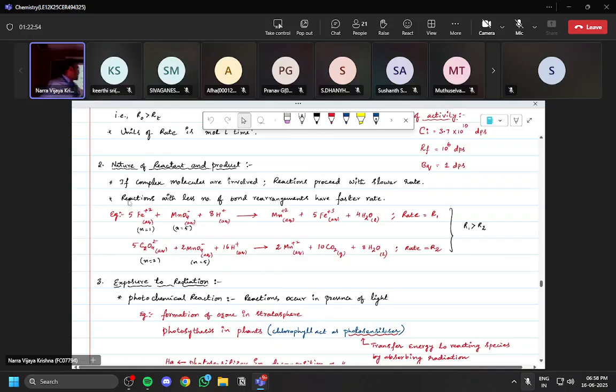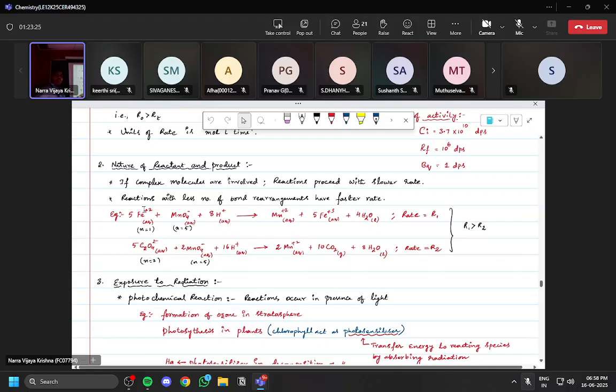If there is a smaller number of bond rearrangements, then the rate is more. If there are more bond rearrangements, then the rate will be low. Any questions in this? For example, we have taken this one. Here only 5 moles of iron. Here C2O4 2 minus. Among MnO4 and acidic medium, these two are the same. Here I am using KMnO4 as oxidizing agent in acidic medium. Here also KMnO4 in acidic medium. So both are allowed to react with the same reagent.